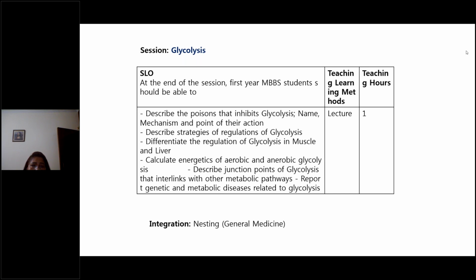Then describe strategies of regulation of glycolysis and differentiate the regulation of glycolysis in muscle and liver. Calculate the energetics of aerobic and anaerobic glycolysis. Describe the junction points of glycolysis that interlink with other metabolic pathways. And lastly, to report the genetic and metabolic diseases which are related to glycolysis, in a 1 hour lecture. Next slide please.